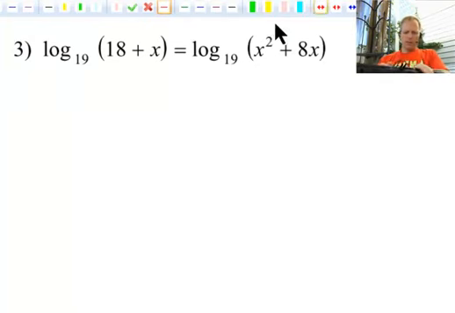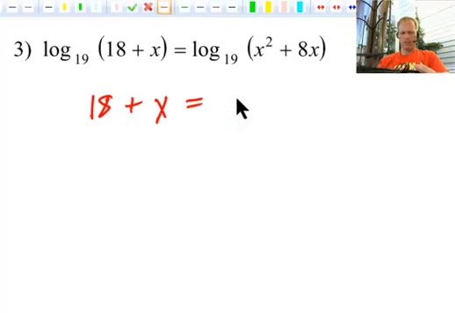Alrighty, so here I have a log equals log equation, and I always solve these by equating the argument. So all I need to do for this one is to say, okay, 18 plus x equals x squared plus 8x. Now I have a quadratic equation with an x term, so I'm going to solve that by factoring.